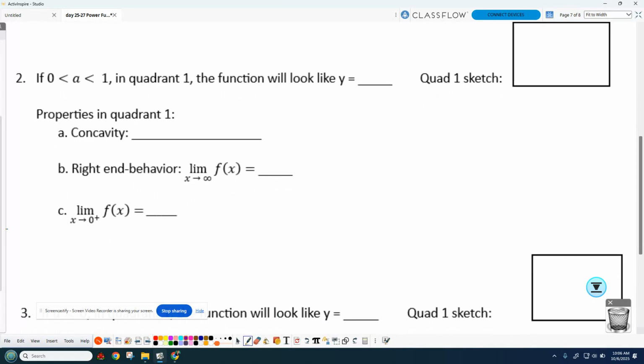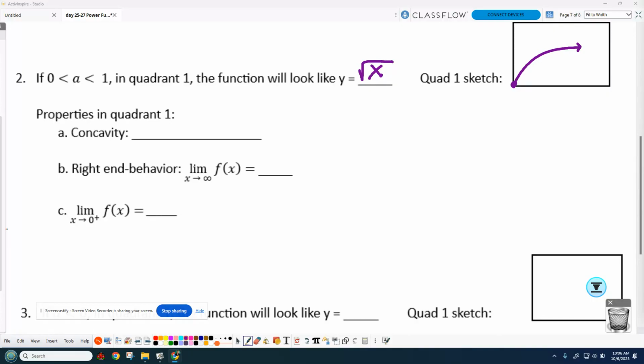What does it look like in that one quadrant alone? Someone just said it looks like square root. It's not the same colors. They're different ones.